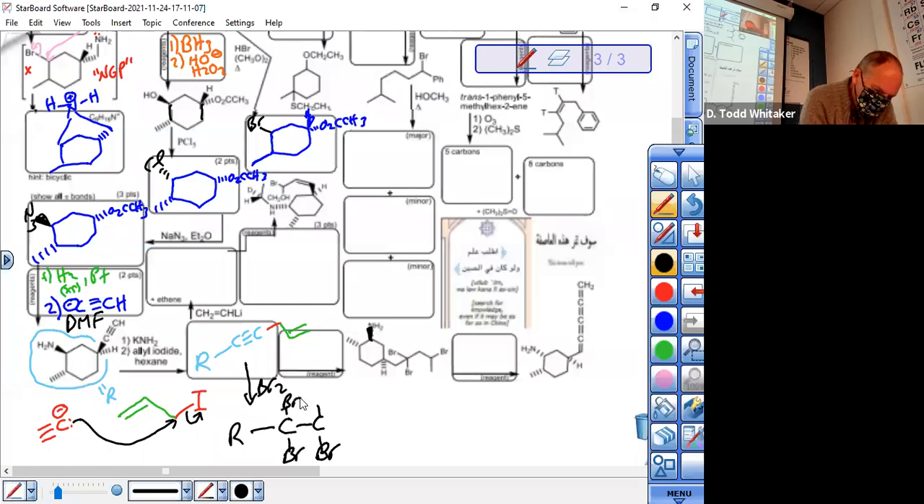Alkyne reacts twice. And CH2C. So it's not that one. Too many BRs. It's HBr, excess.